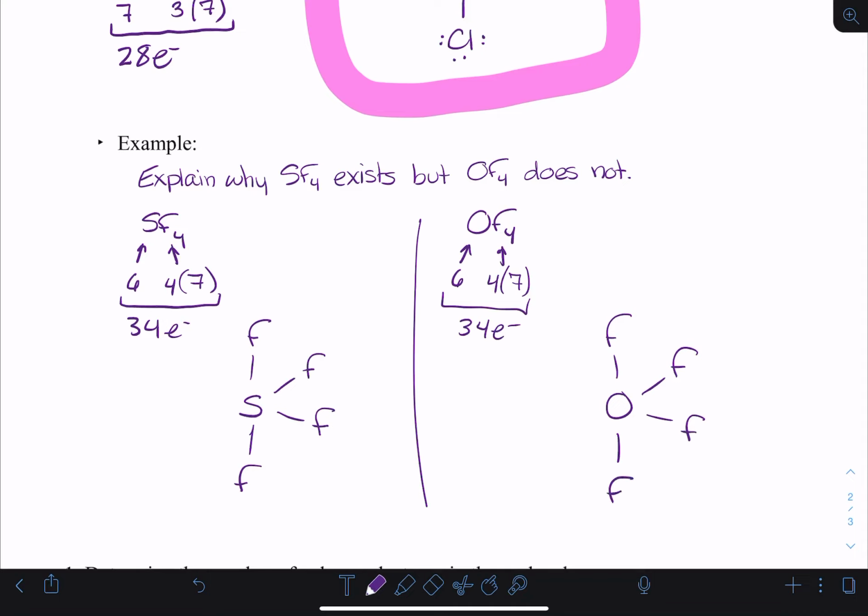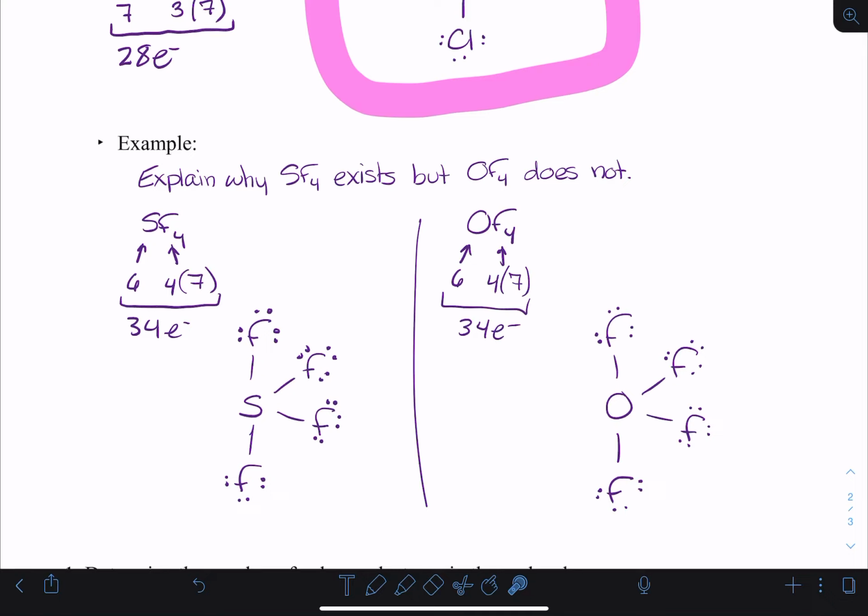Again, remember the exact placement of your peripheral atoms doesn't matter at all. From here we can fill up our valence shells of our fluorines with 3 lone pairs each. And once we've done that, all of our atoms have filled octets. So everything here has a complete octet. Each of our fluorine atoms has 1 bond plus 3 lone pairs for a total of 8 electrons, and our central atoms are each involved in 4 bonds for a total of 8 electrons.